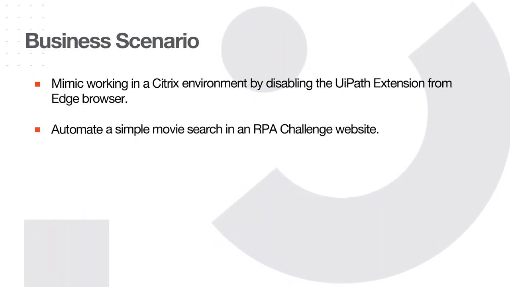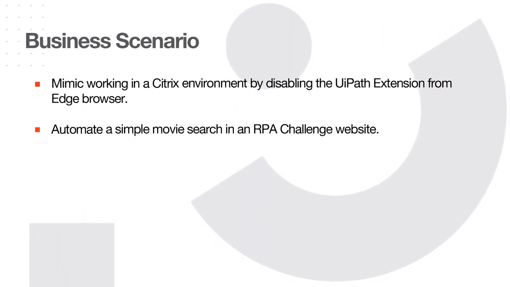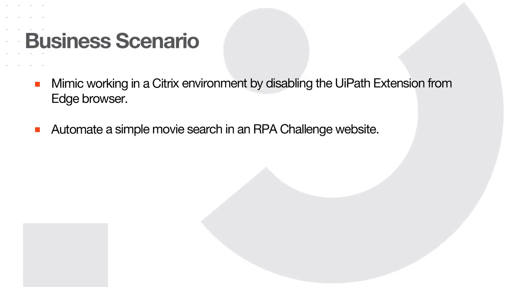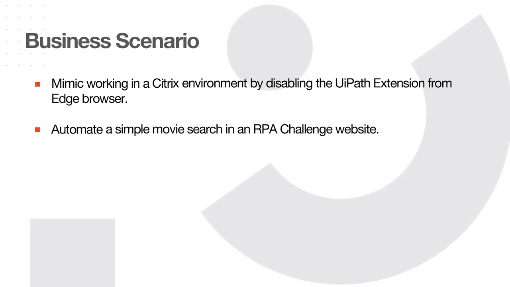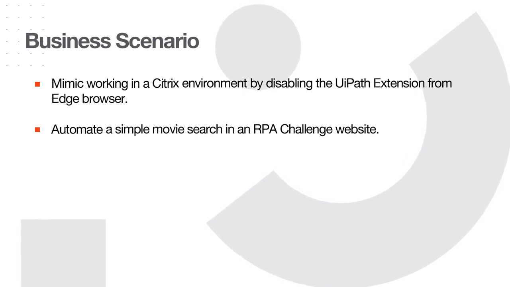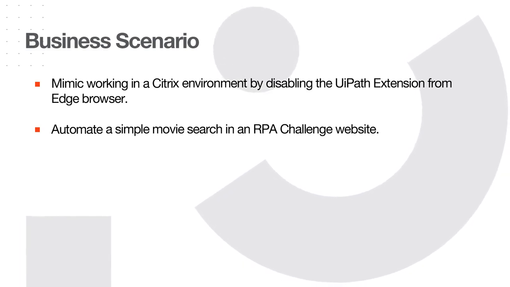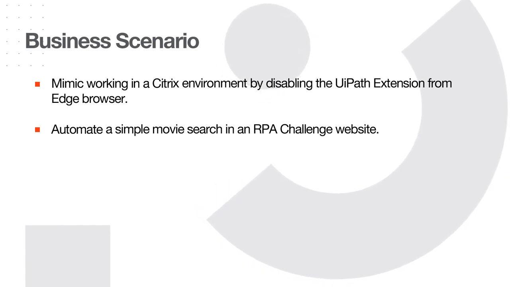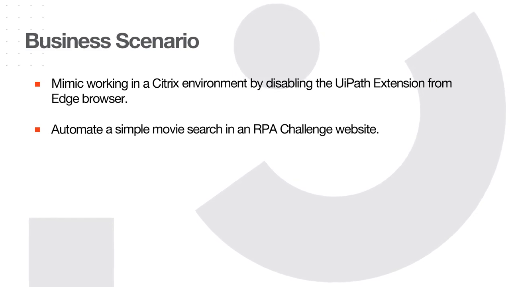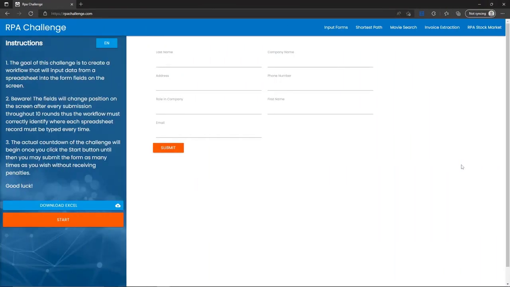In this use case, we'll mimic working in a Citrix environment by automating a simple movie search in an RPA challenge website. To do so, we'll use an Edge browser instance that runs without the installed UiPath extension. Before creating a process, let's disable the UiPath Studio extension from our Edge browser, so that we'll not have access to UI elements, which is similar in the case of virtual environments.